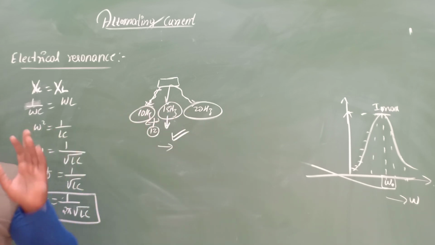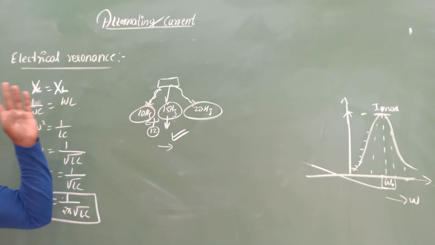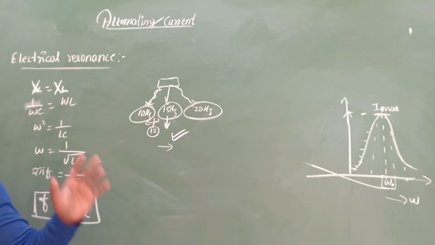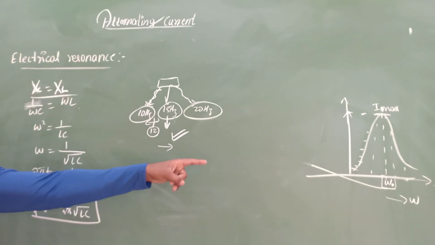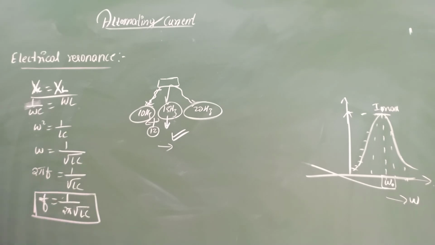It is nothing but a fixed value of frequency where you are going to get the current value as maximum. When XC is equal to XL, that is, when the inductive and capacitive reactances are the same, then the current is maximum. For that particular value of current, whatever the value of frequency is, that frequency is called the resonating frequency. So this is all about electrical resonance, the concept of electrical resonance.